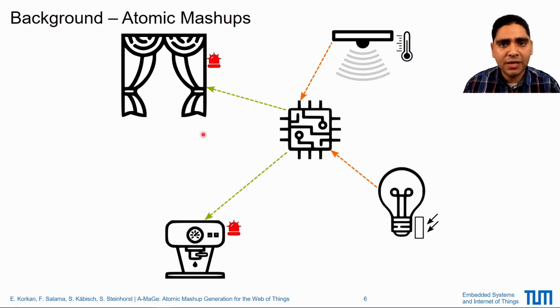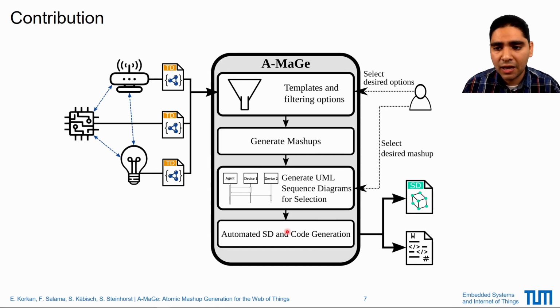However, to be able to have an exhaustive view of all possibilities is very daunting and very arduous, so we proposed our method, A-Mage, which takes TDs as its input, and using some templates and filters defined by a human agent is able to generate atomic mashups and then show them to the human agent in a graphical way, so he can select one or multiple of them and then generate the system description and runnable code out of these mashups.